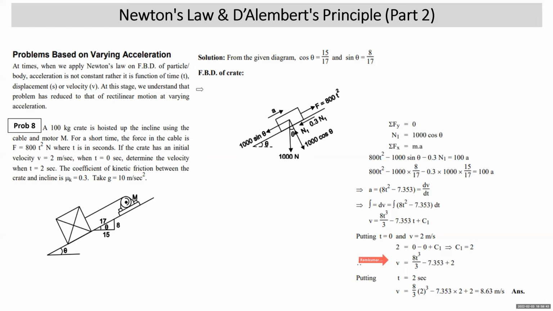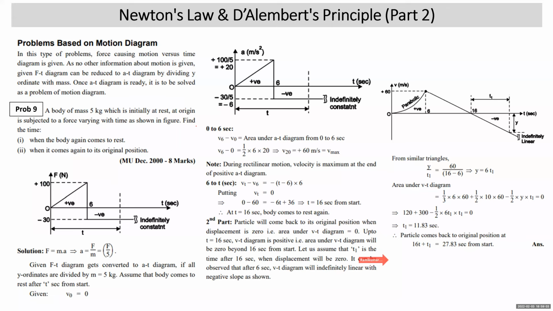Now students, we move to the last problem of Newton's law that will be based on motion diagram. So let's understand how and when the problem of Newton's law gets reduced to that of motion. Problems based on motion diagram. Students, at times you'll see that you are given an FT diagram, a force versus time diagram, and you are not given much information about the motion of the object. It is not mentioned whether it is resting on a horizontal plane or inclined plane, or what the coefficient of friction is. In that case, you can understand that the given FT diagram can be reduced to an AT diagram. How? You know that F = ma, so a = F/m. So if the y ordinates of the FT diagram are divided by mass, it gets converted into an AT diagram.